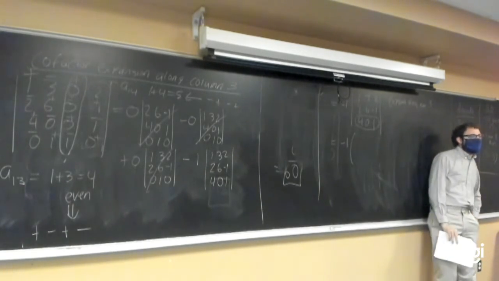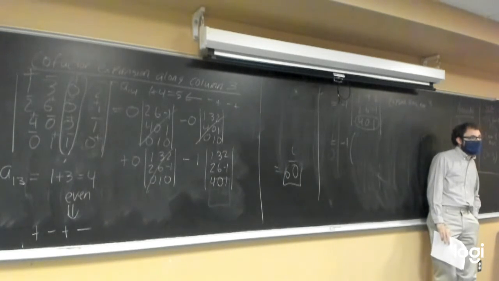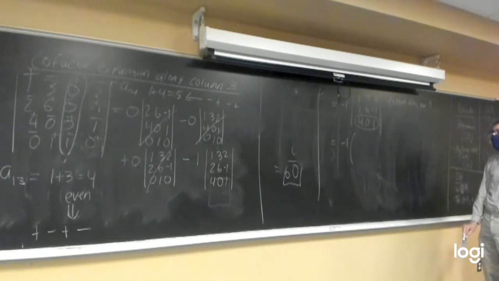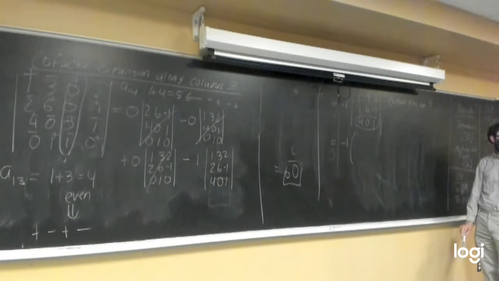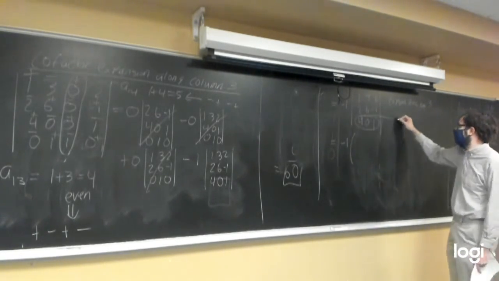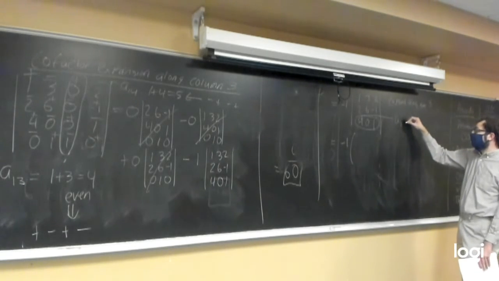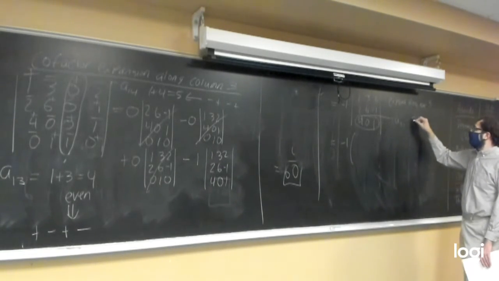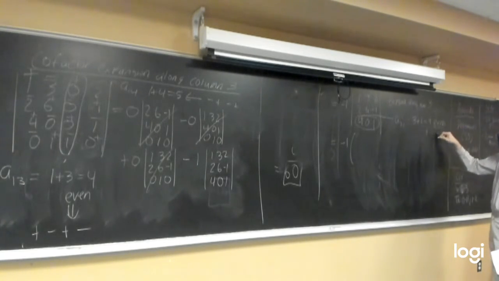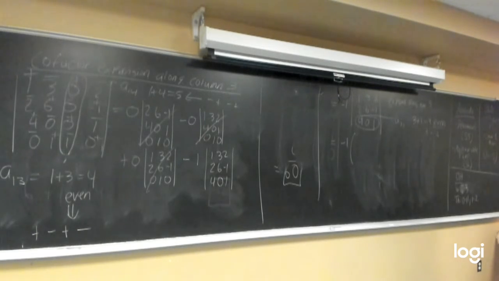Bottom row, is that going to be a plus minus plus or a minus plus minus? Plus minus plus. Why is that? Because it's in row 3, column 1. So 1 and 3 is 4. This entry right here that we're starting with is in the 3rd row, column 1, and 3 plus 1 is even. So that's going to tell us we're going to do a plus minus plus here.